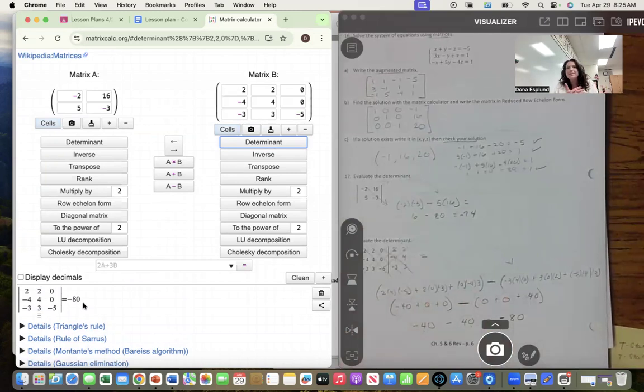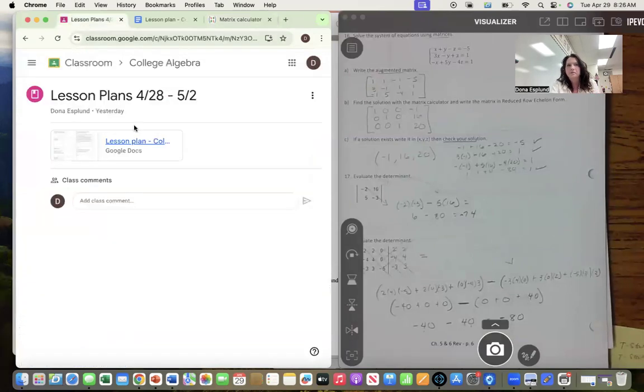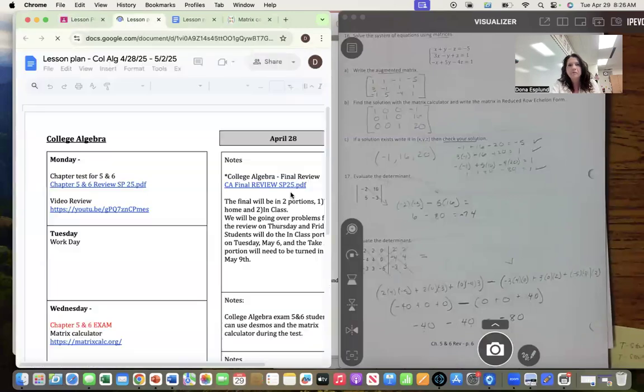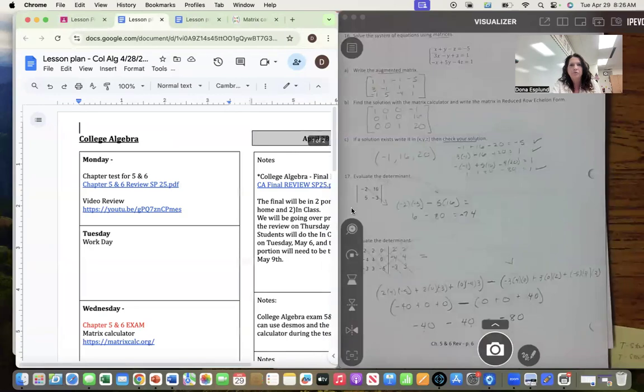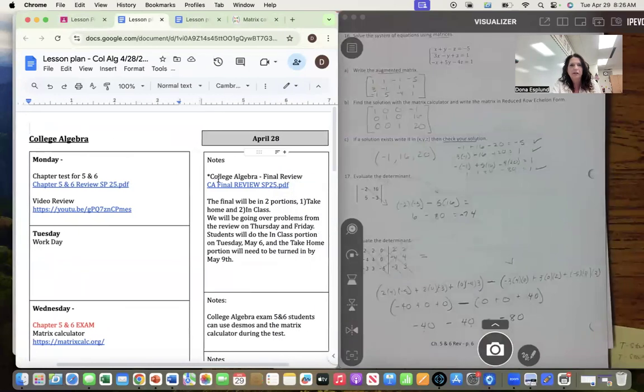The last one. All right, so I will have a key for the chapter review on the lesson plans. I will also be working on the key for the final, getting it posted as well. If you remember, and I'm going to remind you, for the final there is a final review. In college algebra, it's in two portions.